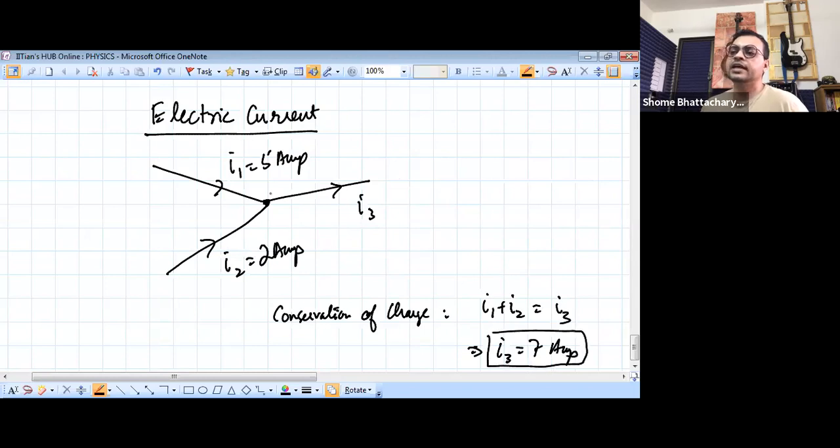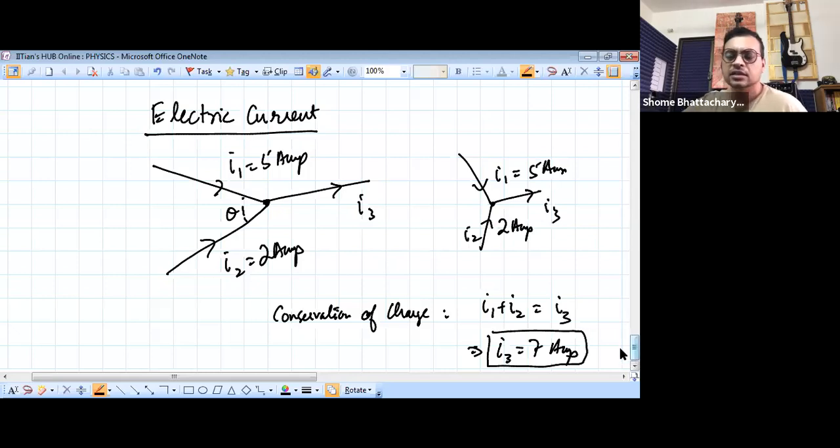It's independent of direction. If I change this angle theta, now if I make the wires like this, but I still keep this current as 5 amperes and this current as 2 amperes, still this i3 is the same in both cases. So current at our level will be treated like a scalar quantity, because our understanding of current will be limited to electrical circuits where it is flowing through wires.